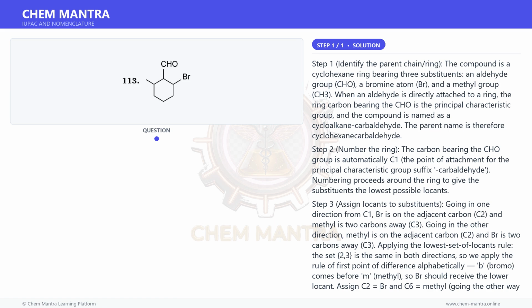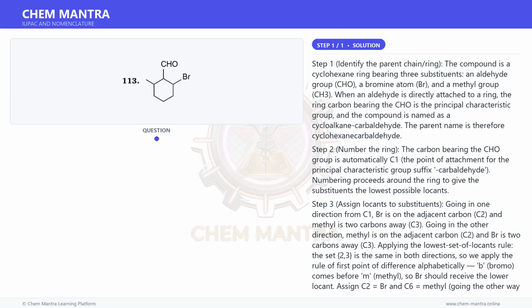From C1, Br is on the adjacent carbon, C2, and methyl is two carbons away, C3. Going in the other direction, methyl is on the adjacent carbon, C2, and Br is two carbons away, C3. Applying the lowest set of locants rule, the set 2, 3 is the same in both directions, so we apply the rule of first point of difference alphabetically.